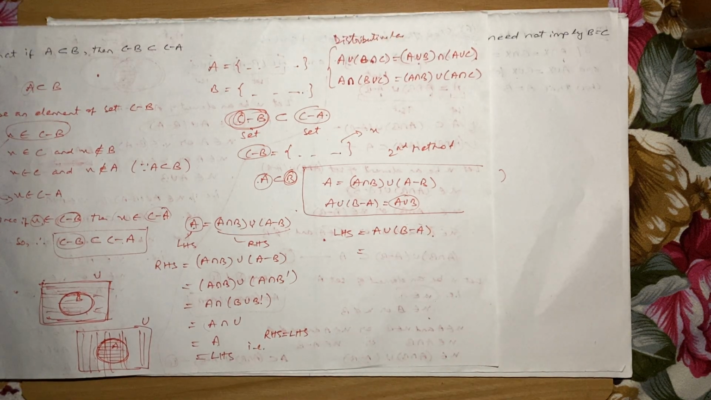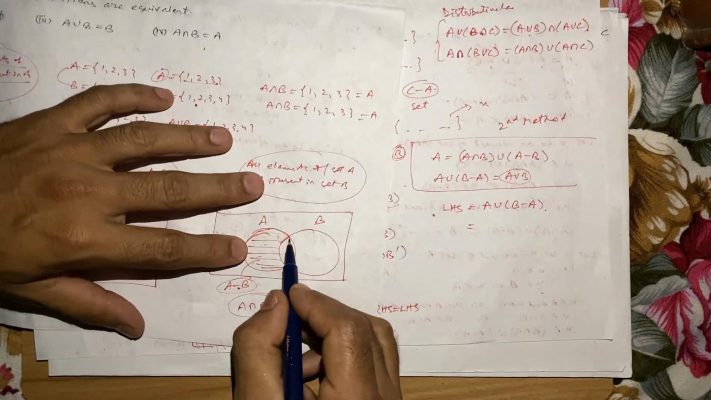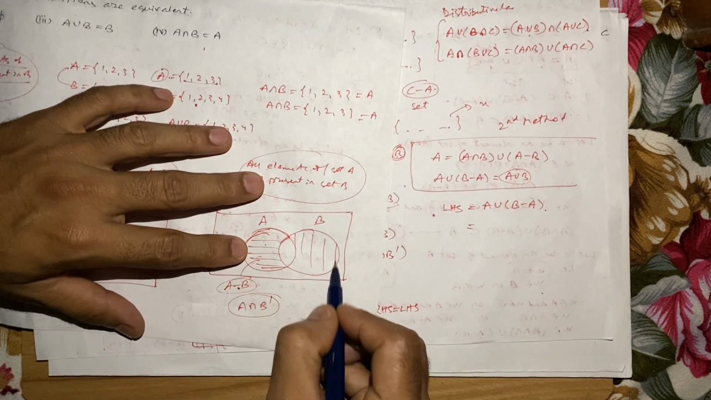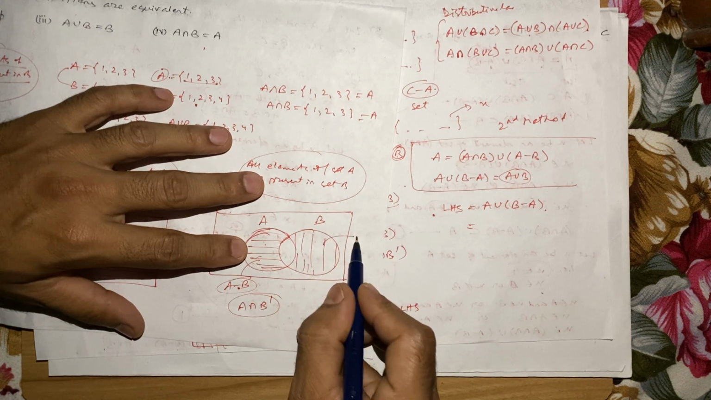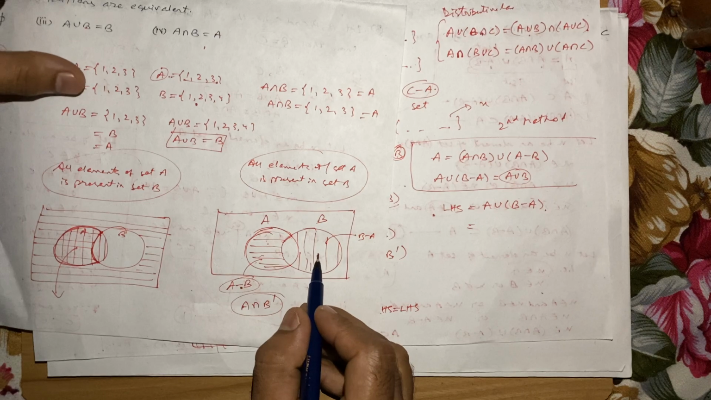Okay, so what is B minus A? Once again, what is B minus A? B minus A is this region, right? This whole region is B minus A. So what can you write about this region, B minus A?